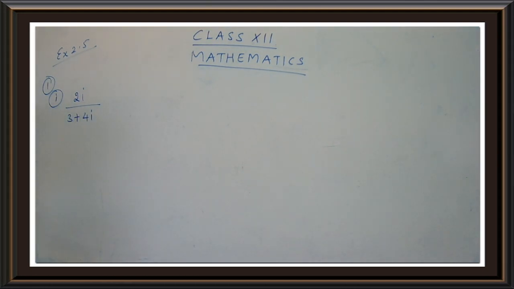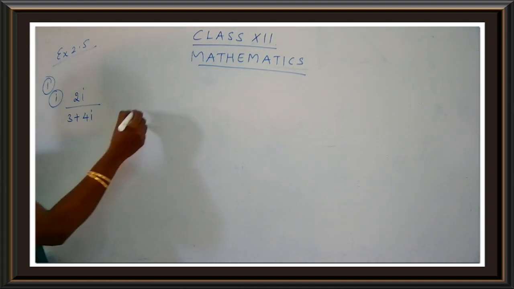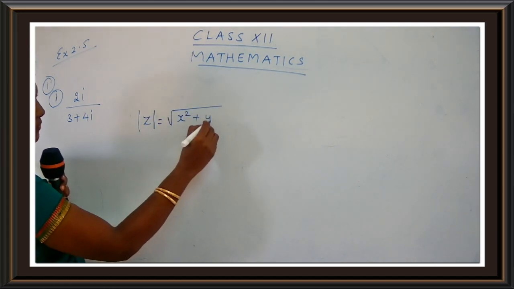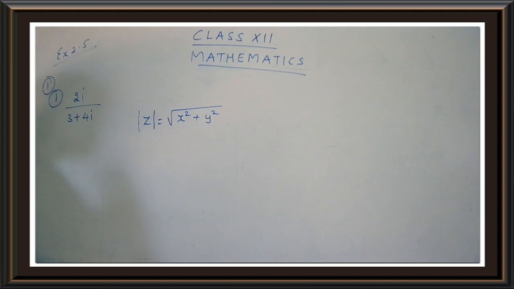Okay. So now we have to find the modulus of this. Yes, children, we know the formula for modulus. What is the formula for modulus? Modulus z is equal to square root of x square plus y square.